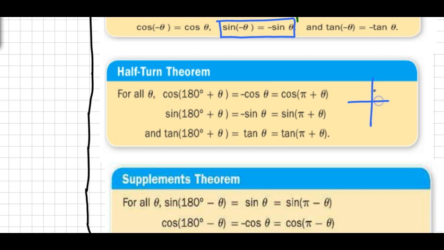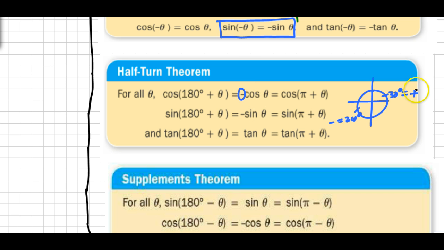Again, if we're working with 30 degrees as our sample, if I'm at 30 degrees for cosine, the cosine there would be a positive value. If I add 180 onto that, I would be down here at 210, and the cosine there would indeed be negative. So that is why those two statements are opposites of each other.